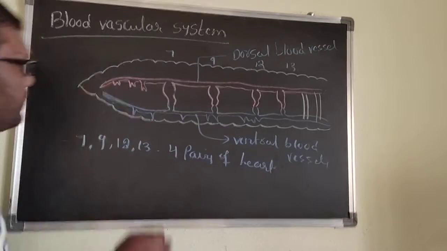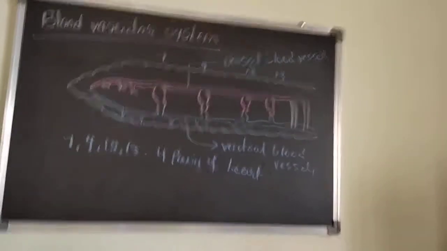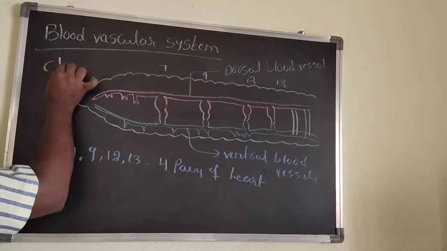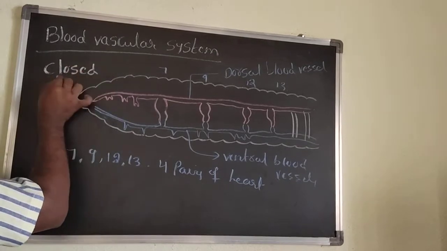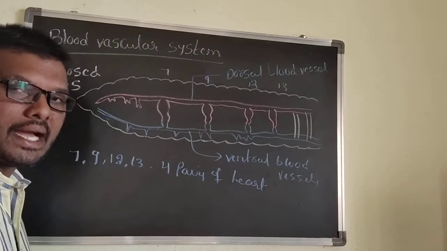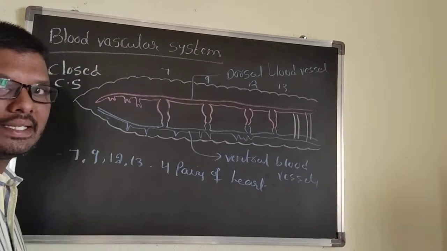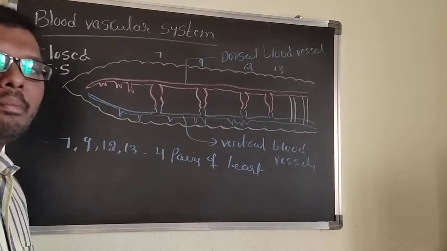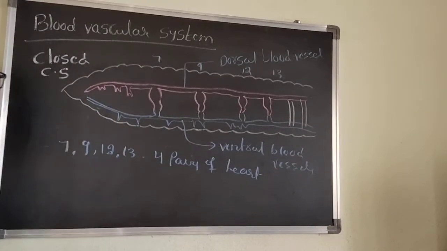I already said Annelida has what type of circulatory system? Closed circulatory system. It means they have blood vessels and blood capillaries present.